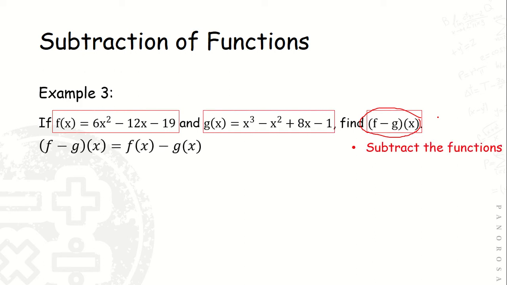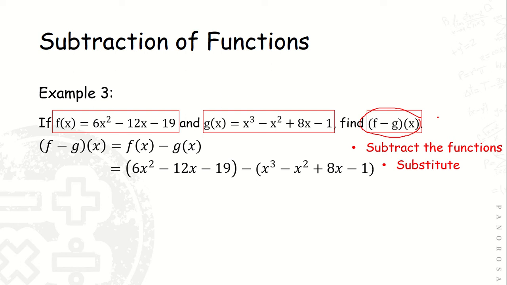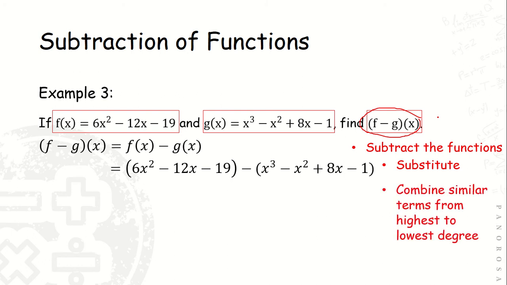First, let's have our definition of the subtraction of functions. F minus g of x equals f of x minus g of x. Second, substitute. F of x will be replaced by 6x squared minus 12x minus 19 minus quantity g of x will be replaced by x cubed minus x squared plus 8x minus 1. Combine similar terms from highest to lowest degree. So again, similar terms will be combined from the highest exponent to the lowest exponent.